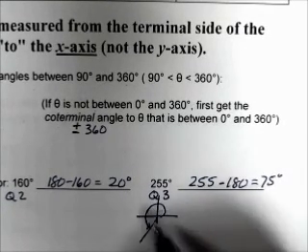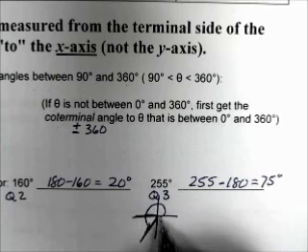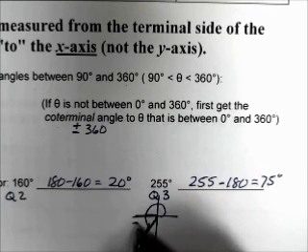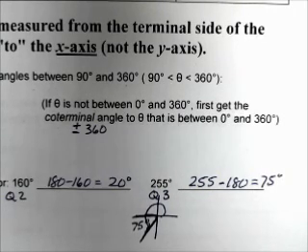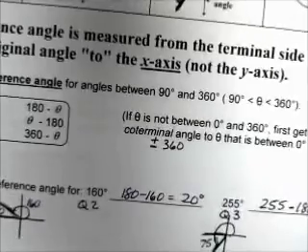So my reference angle here is with the terminal side and the negative portion of my x-axis. So that's 180 plus the 75 more. So there's my reference angle of 75 degrees. Again, reference angles are always acute angles. They always have to be less than 90.